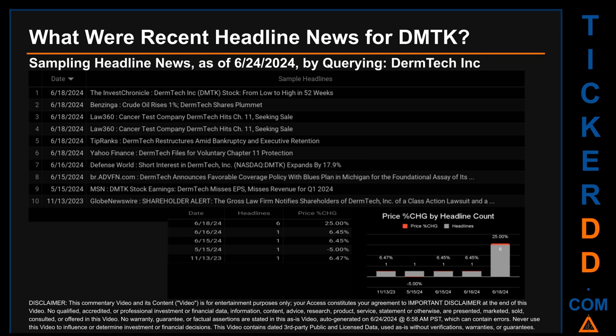The latest publication date was the day with the most found headlines. The day saw a price change of 25.00% after the ticker opened the day trading at 12 cents to then close at 15 cents. The latest publication date of Tuesday, June 18, 2024, was actually the day with the highest percentage change in price. It saw a price jump of 25.00%.